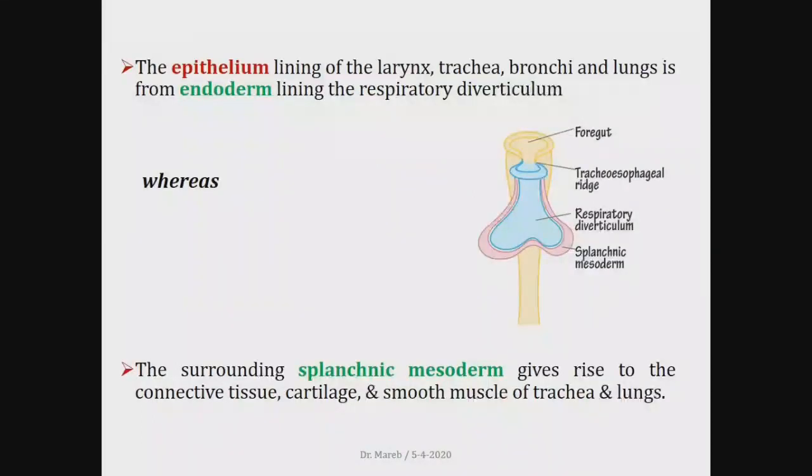The lining epithelium of the larynx, trachea, bronchi, and lungs is derived from the endoderm lining the respiratory diverticulum, whereas the splanchnic mesoderm, which surrounds the foregut, will give rise to the cartilage, smooth muscle, and connective tissue of the trachea and lungs.